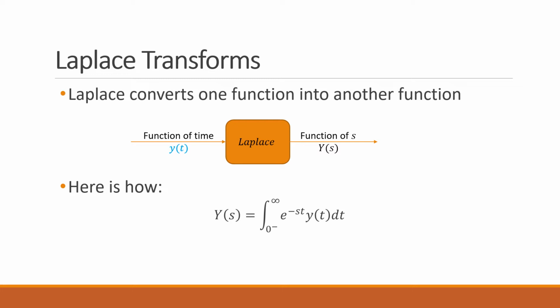This math particularity of 0 minus also helps with some of the properties of the Laplace transforms that we shall see shortly. After integrating and plugging in the limits, the time variable is gone, only the parameter s remains, hence you get a function of s. This function of s is a Laplace transform of the original function of time.